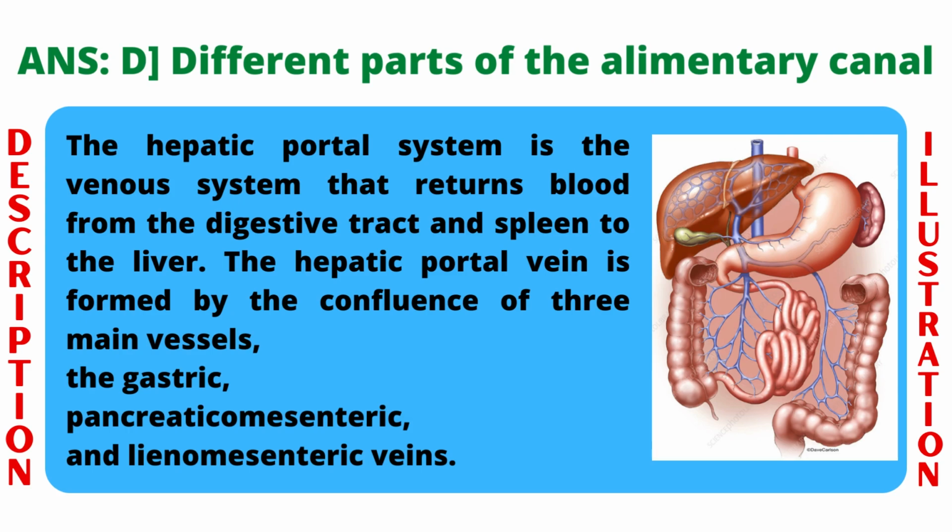So the hepatic portal system is the venous system that collects deoxygenated blood from the GI tract, spleen and a few organs from the abdominal cavity. This hepatic portal system consists of three major veins. Number 1, gastric vein. Number 2, pancreaticomesenteric vein. Number 3, lienomesenteric veins. So these three veins from different parts of the alimentary canal combine to form the venous return, that is called the hepatic portal system.